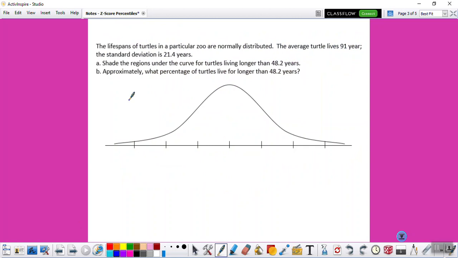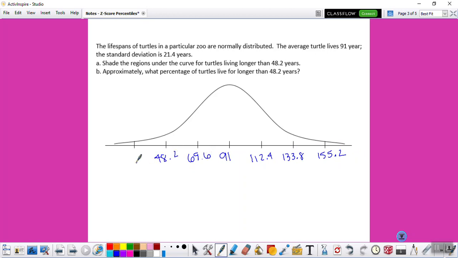So, the lifespan of turtles in a particular zoo are normally distributed. The average turtle lives 91 years with a standard deviation of 21.4 years. So that means this is 91, and we're going to add 21.4 to go up and subtract 21.4 to go down. So going up, we would get 112.4, 133.8, and 155.2.